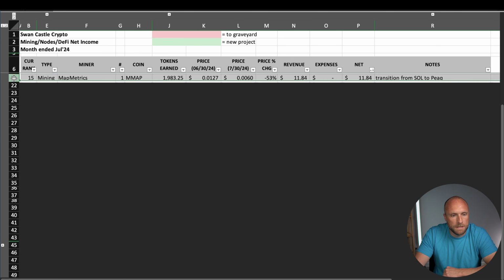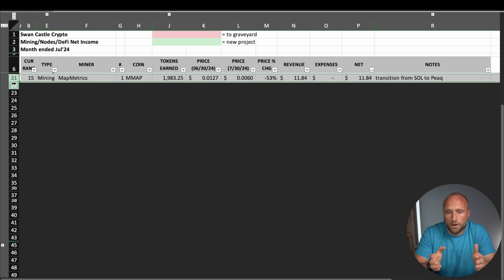All right, number 15 is MapMetrics. It's another Drive to Earn project. I'm making just $11 a month. They did announce a few months ago they're transitioning from Solana to Peaq. So I believe they're right in that transition now because I'm seeing my rewards only in my MapMetrics app, and it's no longer going into my Phantom app. So we'll wait and see as they move towards that transition to Peaq and how that goes over the next several months.